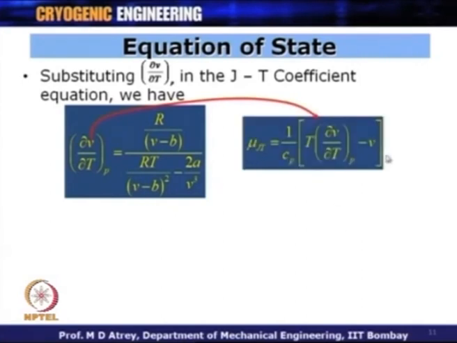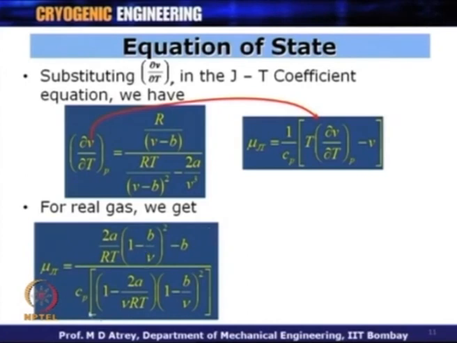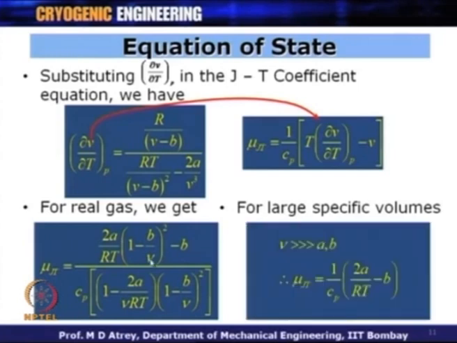Now, I will try to approximate this if V, the specific volume, is very large compared to the values of A and B. This is a very realistic assumption. If I do that, then B by V will tend to 0, while this also tends to 0, and therefore ultimately my expression for μ_JT comes like this: 1/Cp times (2A/RT - B). So, here the value of μ_JT is determined by this equation, and the sign of μ_JT will be decided by this bracket, 2A/RT - B.